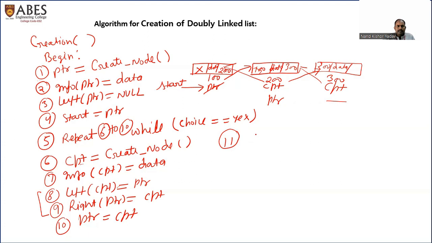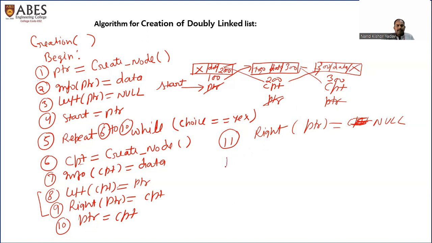So we write here right of PTR. Because after termination of the loop PTR will also be at the same location where CPT is. Here we can write right of PTR is equal to CPT. Now this is right of PTR is equal to not CPT, it is equal to null. It will contain a null value because this is our last node. So here we can write null value.